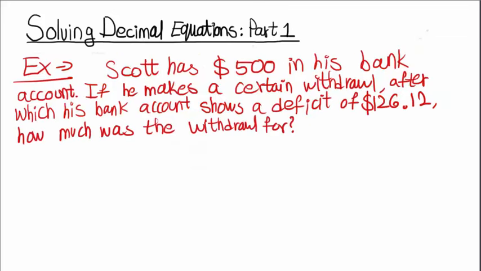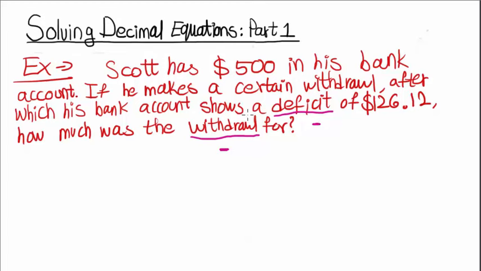So in this example over here, we have Scott has $500 in his bank account. If he makes a certain withdrawal, after which his bank account shows a deficit of $126.12, how much was the withdrawal for? Now in this case, we need to realize that the term withdrawal symbolizes the operation of subtraction because you are withdrawing or basically taking out, also known as subtracting that much amount. Also, the term deficit means negative as well.